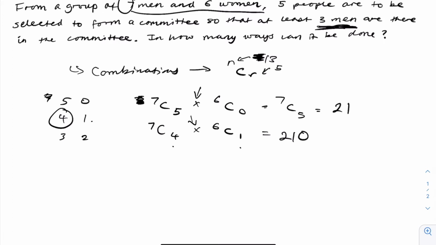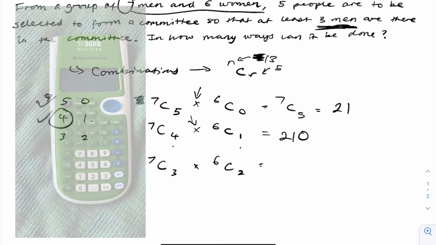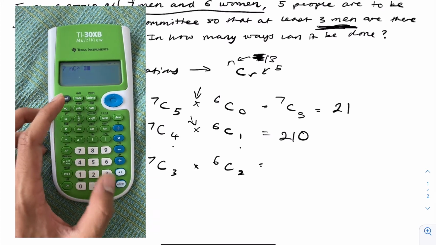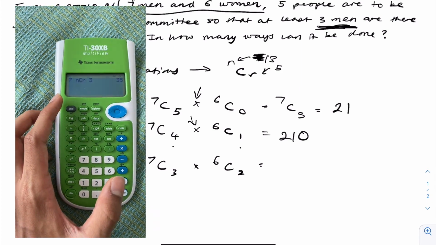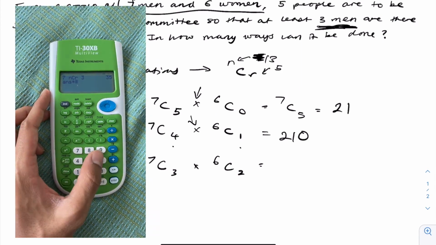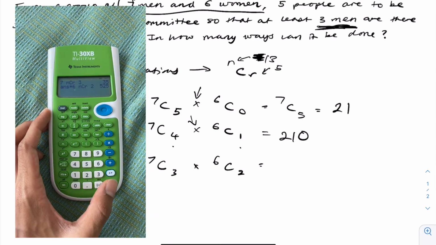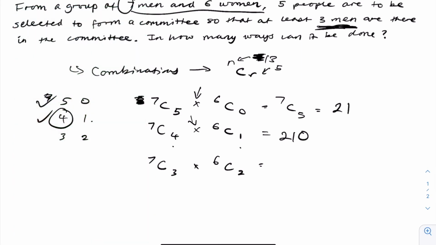Okay, so we've done this one and we've done this one. Now let's do the one where there are 3 men and 2 women chosen. So that's 7C3 times 6C2. Let's just evaluate that on our calculator. 7C3, which is 35, times 6C2. That's 525.